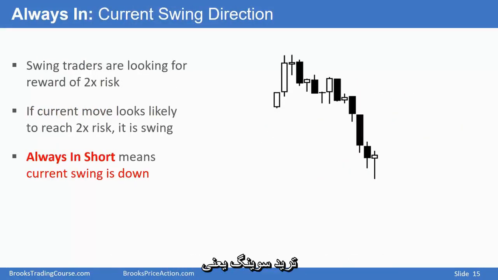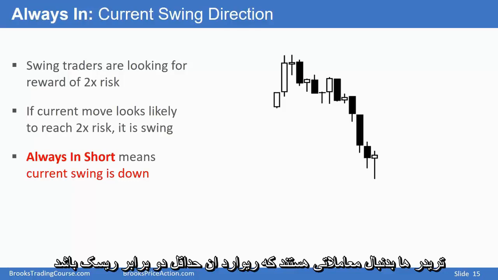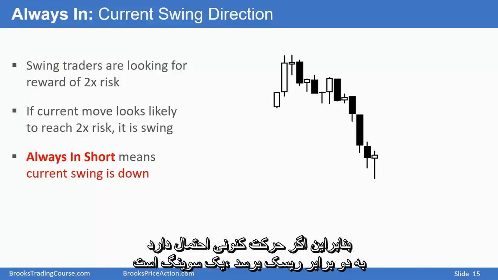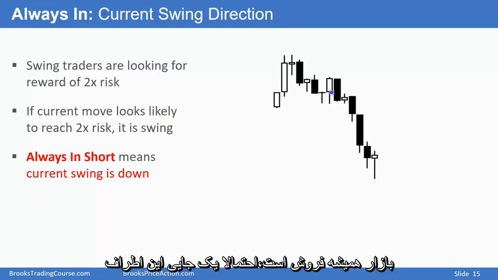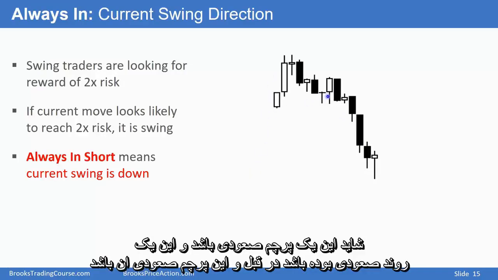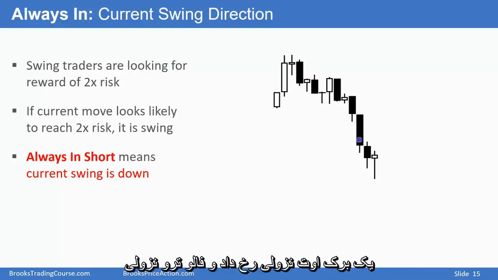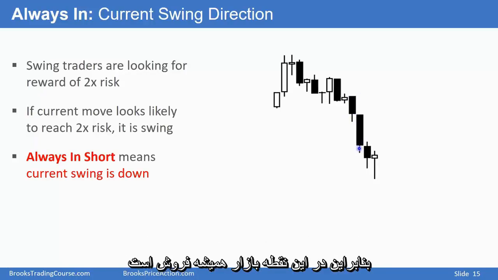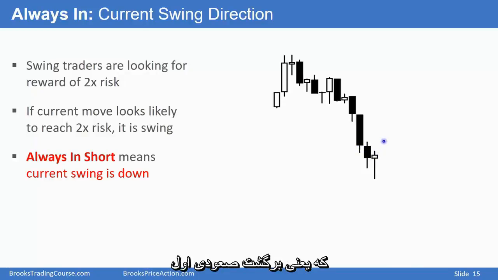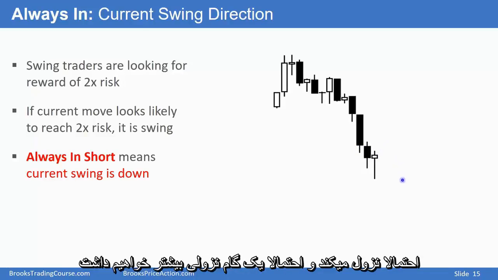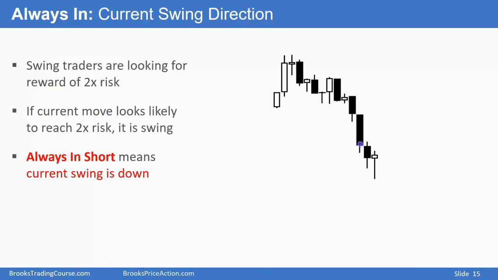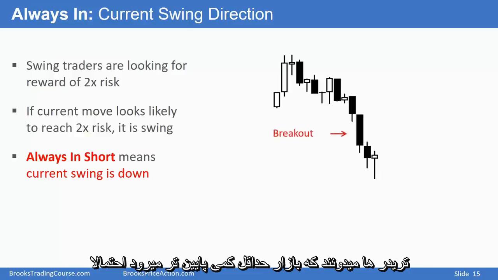Now, a swing trade means that traders are looking for a reward that is at least twice as big as their risk. So if the current move looks like it's likely to reach 2 times the risk, it's a swing. The market's always in short, probably somewhere in here. Maybe this is a bull flag. Maybe there was a bull trend here, and this was a bull flag. Then we get a bear breakout and bear follow through. So at this point, the market's always in short, which means the first reversal up probably will be sold, and there probably will be at least one more leg down. So at this point, there is clarity.